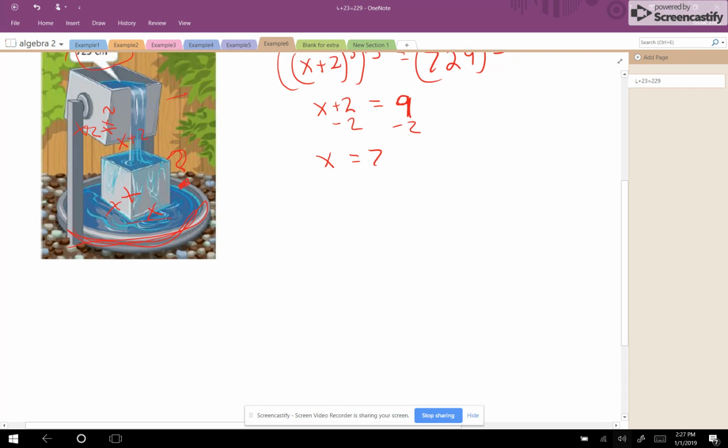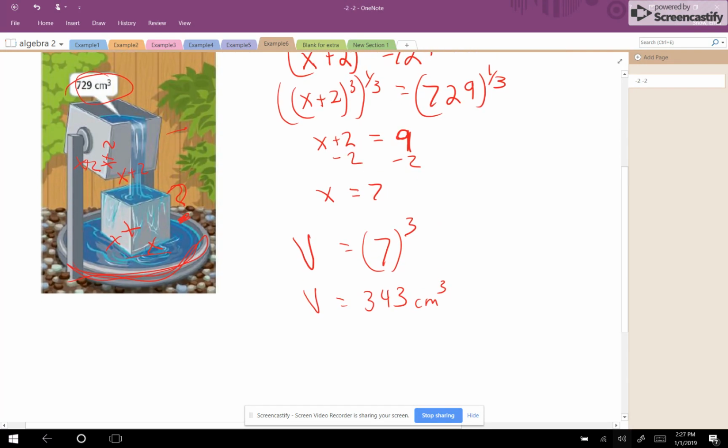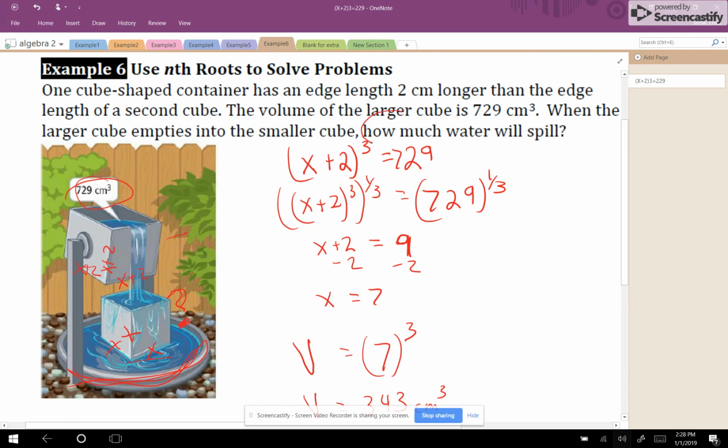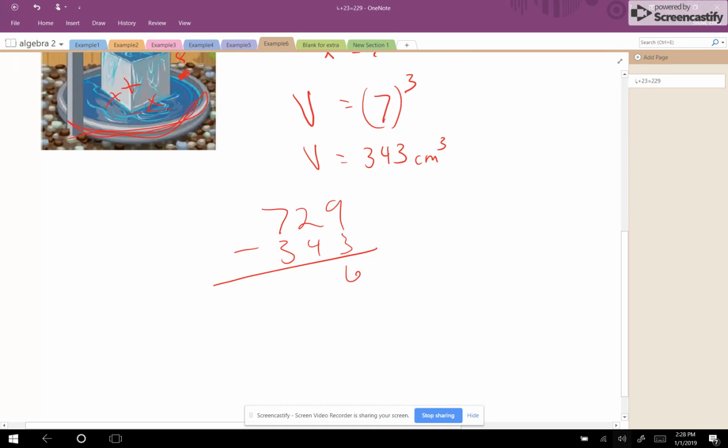Now, we know x is 7, so we need to find the volume of our smaller cube. So that volume is going to be 7 cubed, which is 343 centimeters cubed. So now, if the big one is 729 and the small one's 343, they're wanting to know how much is going to spill, so we're going to take the difference. When we do that, we get 386 centimeters cubed. So that's how much water we have left over.